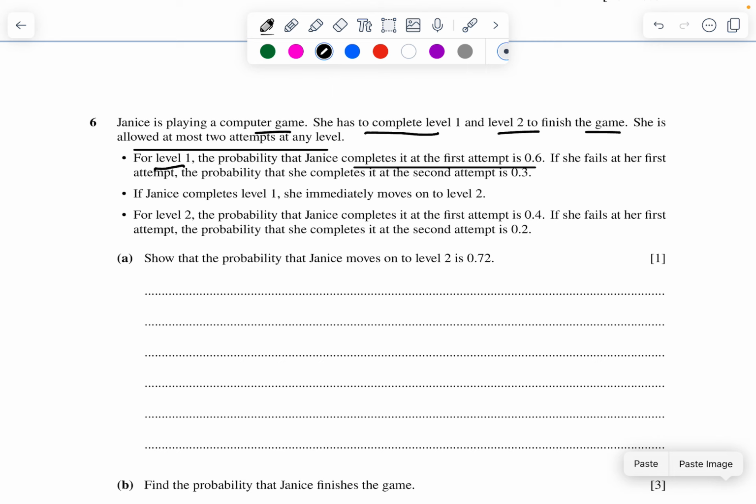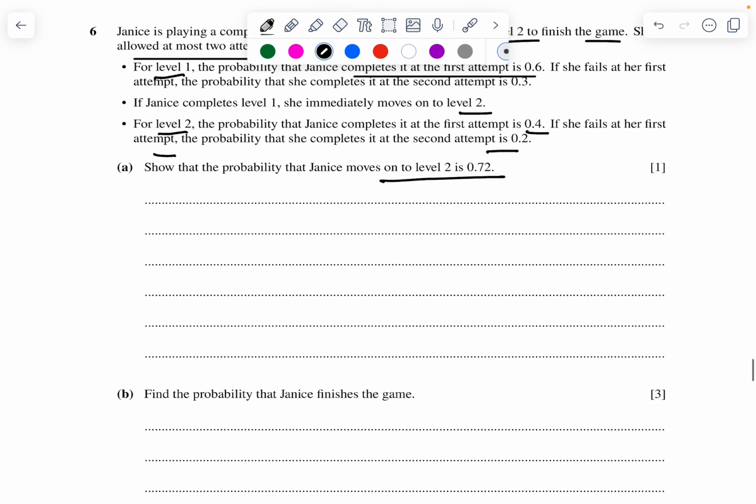After that, what is being asked over there? It has been asked that if Janice completes level 1, she moves to level 2. For level 2, the probability that she completes the first attempt is 0.4. She fails in the attempt and that she completes the second attempt is 0.2. Show that the probability she moves to level 2 is 0.72.